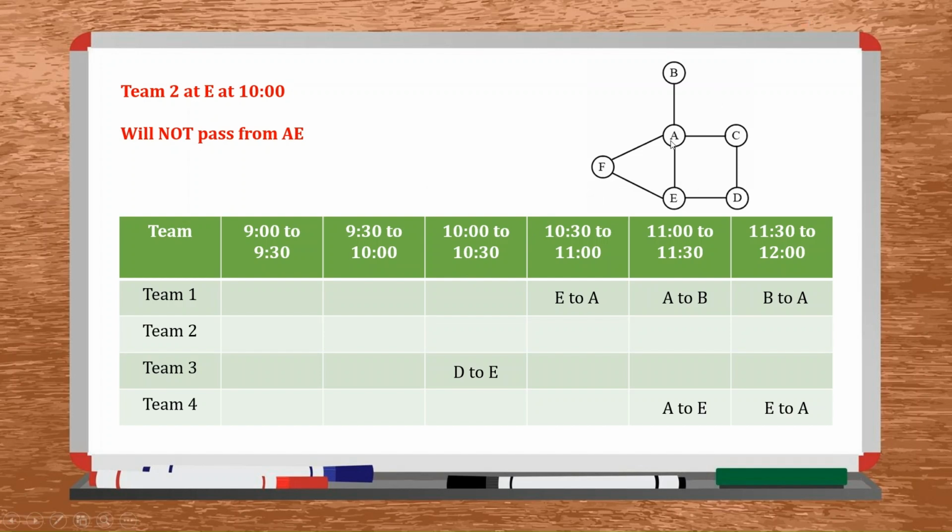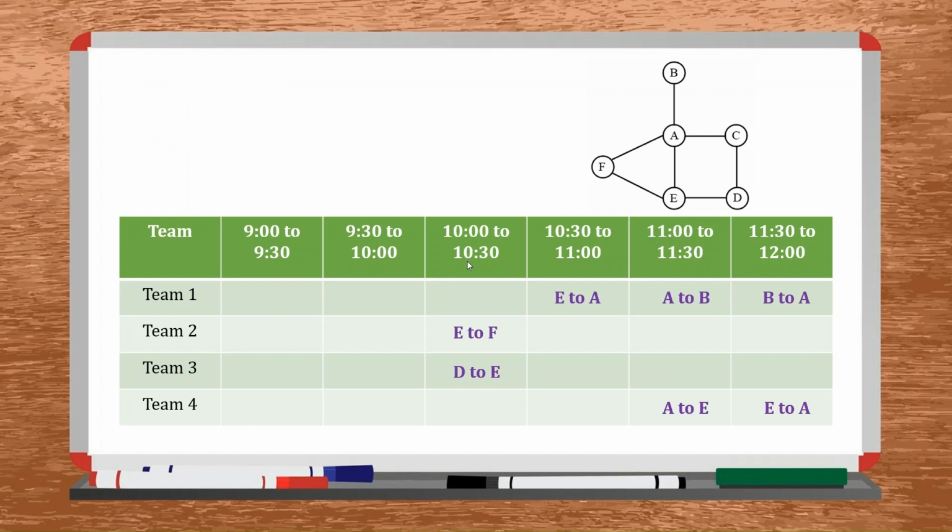Since it cannot travel to A because it won't pass through AE, therefore, it has to travel to F or D. But the street between E and D is already occupied by team 3. That means it will have to travel from E to F during 10 and 10:30. So this is all the information that we can get from the points that we have already been given.